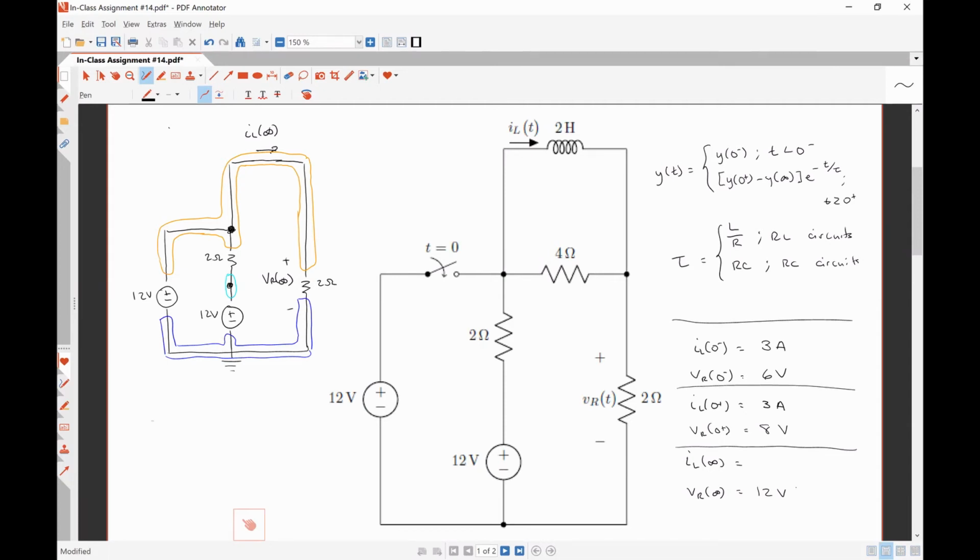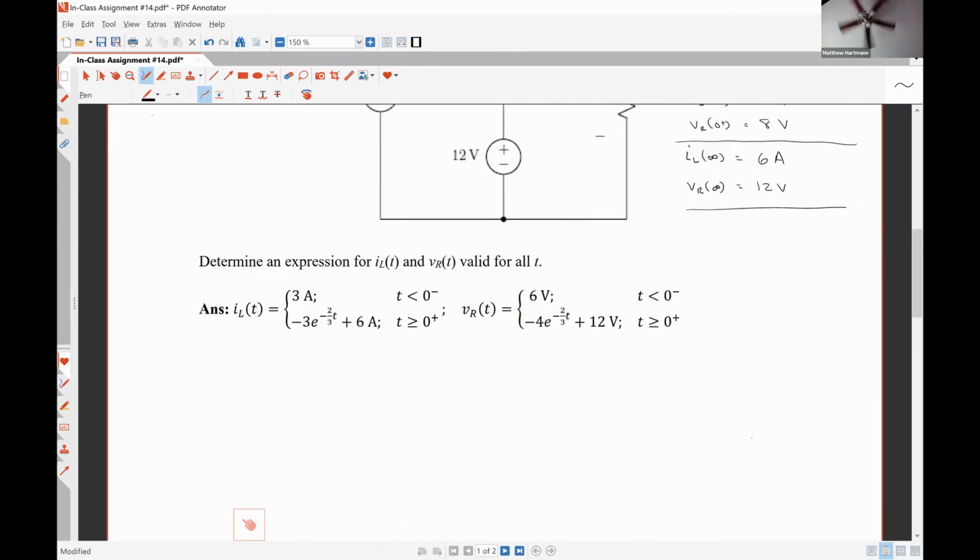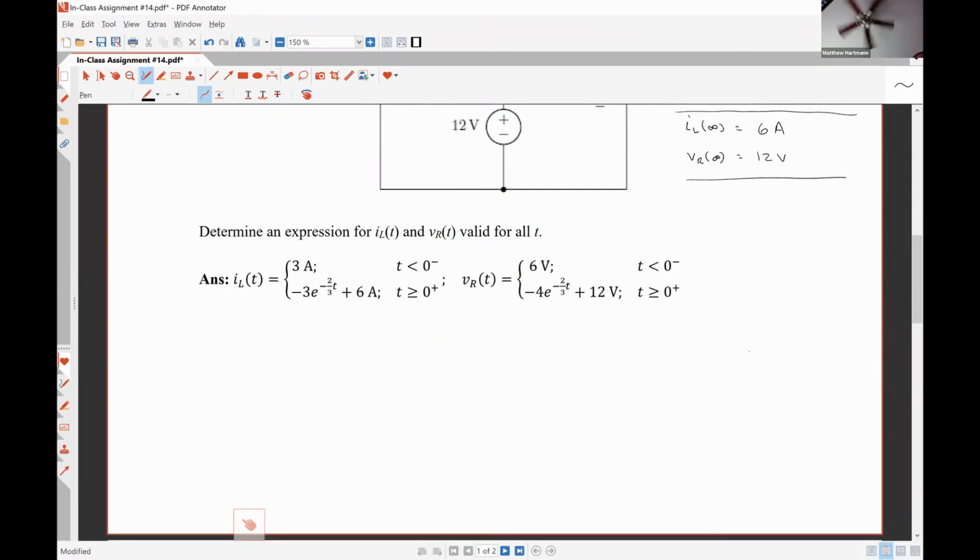Yeah, because we can just use Ohm's law at this point. The inductor current is going to flow down through that 2 ohm resistor over which VR is labeled. So Ohm's law tells us that I at infinity is 12 volts divided by 2 ohms, which should be 6 amps. So we now have all of the information that we need to plug into our generic equation.